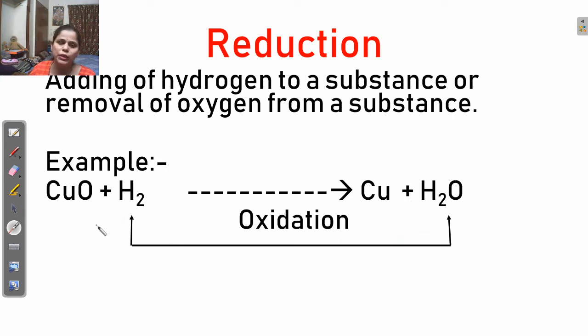Understand? So in this example both reduction and oxidation processes take place. Adding of the oxygen is an oxidation. Here H2O, adding of the oxygen to the H, so this process is an oxidation, and removal of the oxygen is a reduction. Understand? I hope you understand this.